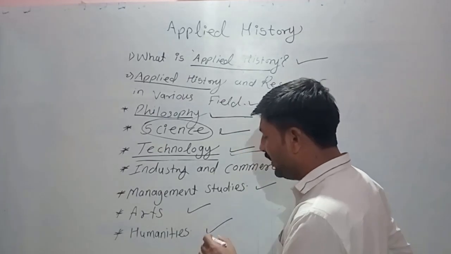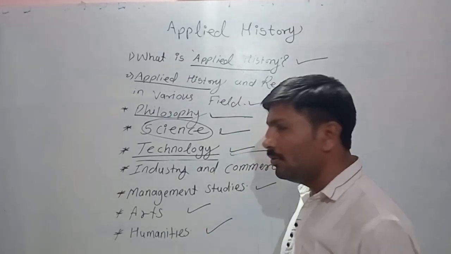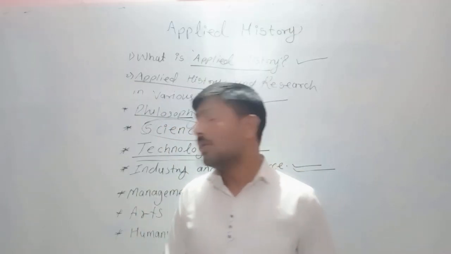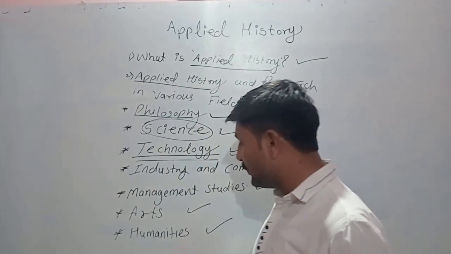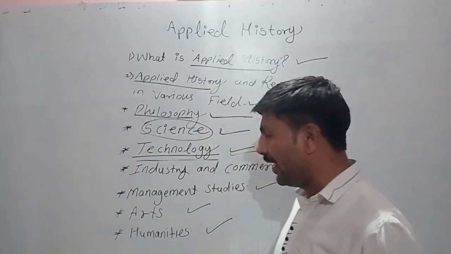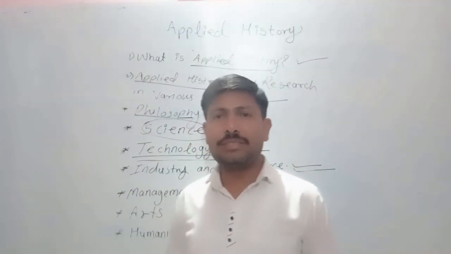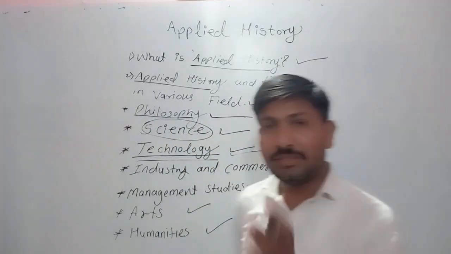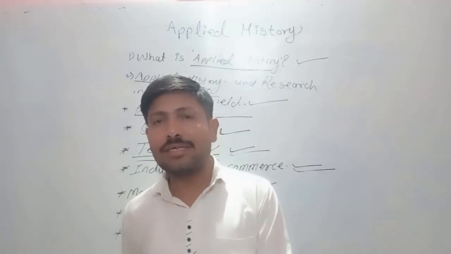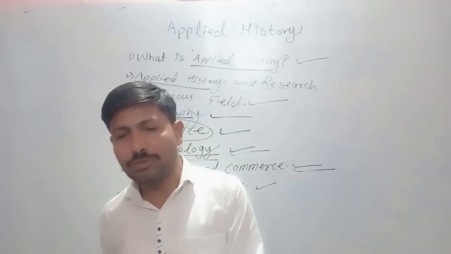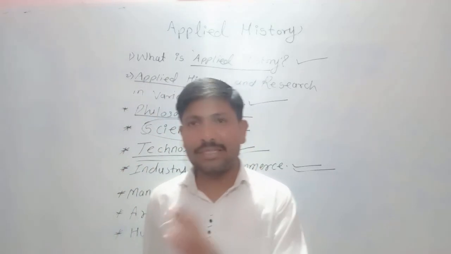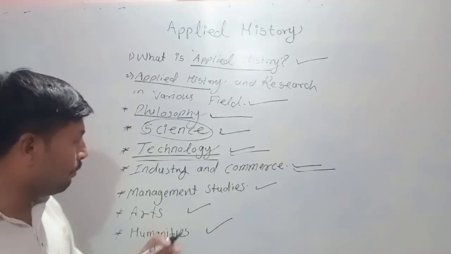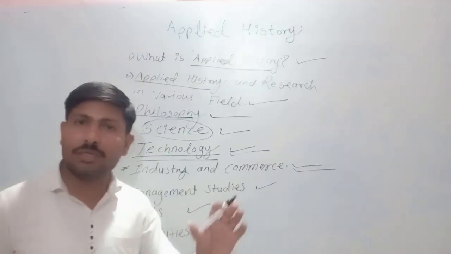Our last point is humanities. Humanities includes anthropology, economics, political science, such streams. Humanities like political science, economics, and anthropology have their own separate history. Everyone who pursues higher education in such streams has also their personal history.